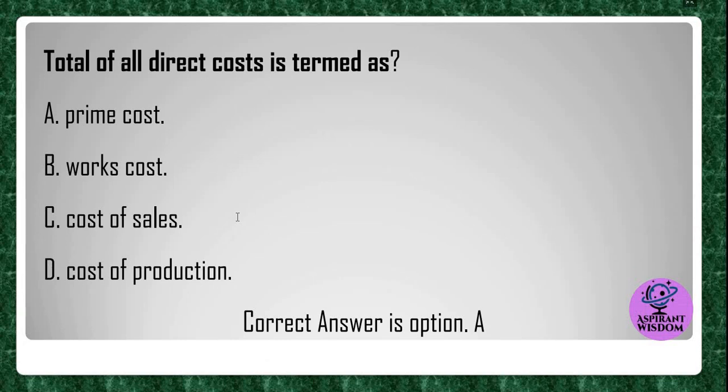Total of all direct costs is termed as A. Prime cost, B. Works cost, C. Cost of sales, D. Cost of production. Correct answer is option A.